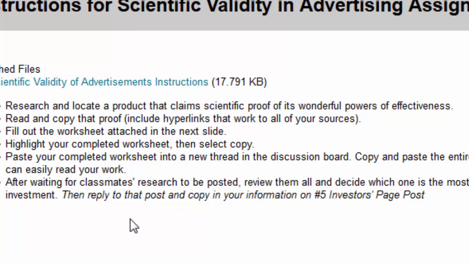That means you look at everybody's product, and by reading their support, what their scientific data was, how it was supported, how the research was done, you're going to decide as an investor, where would you put your money? What product would you invest in and know you get a return on that money? All right, so worksheet to fill out.